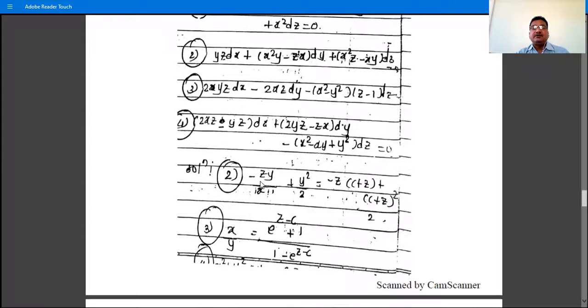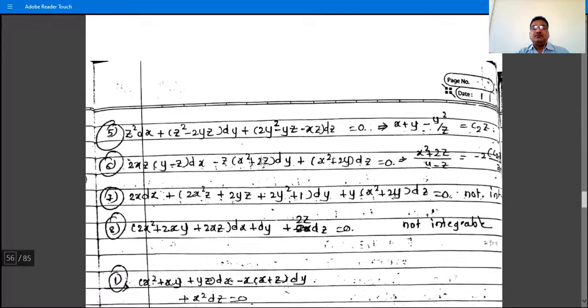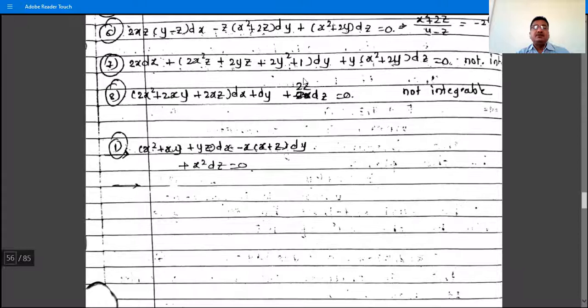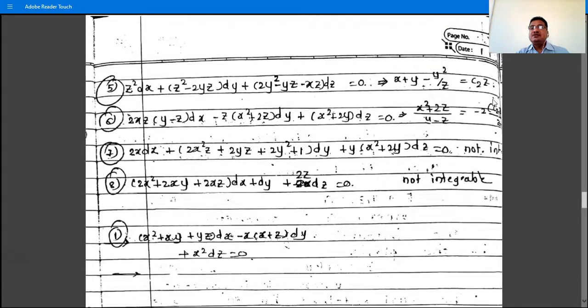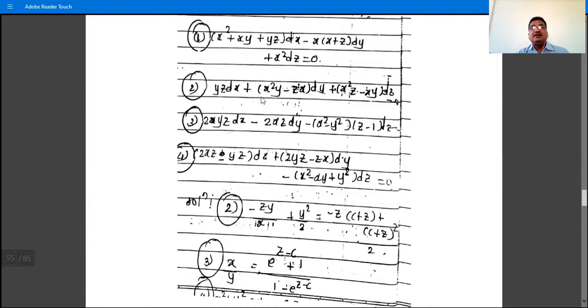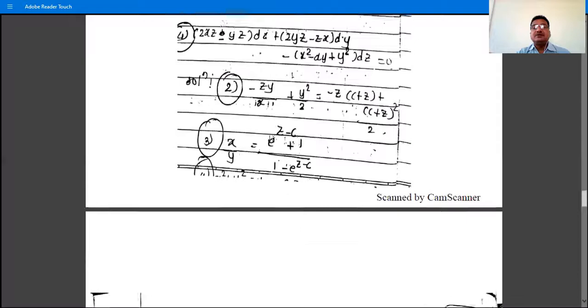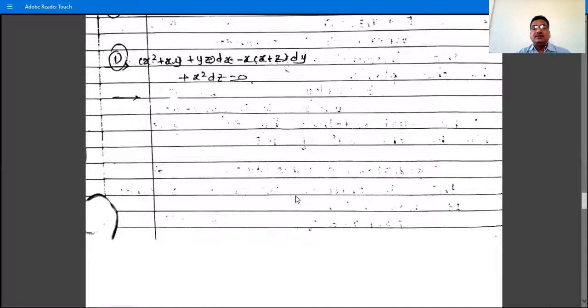For homework or assignment, solve these examples by using Natani's method. Their solutions are given. These are some examples, numbers 5, 6, 7, 8, 9. I think this one is not integrable, and this is not integrable, so don't solve these examples. There may be some mistakes in these problems. Solve at least three problems by Natani's method.